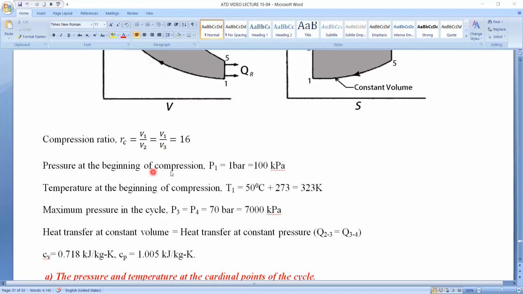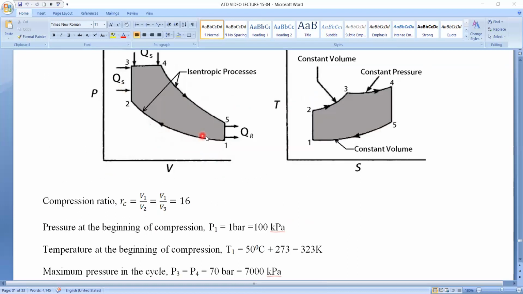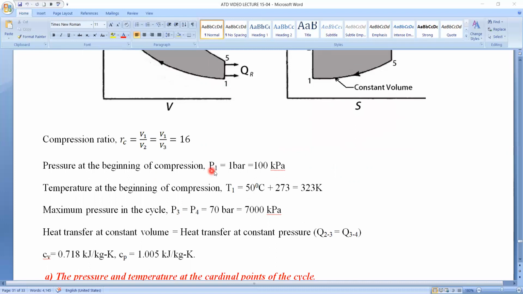Now the pressure at the beginning of compression is P1, because the 1 to 2 process is the compression process. At the beginning of compression, that is state 1, P1 equals 1 bar or 100 kilopascals. The temperature at the beginning of compression is T1, which is 50 degrees centigrade. As I told you, do take the temperature in Kelvin, so just add 273 and you will get 323 Kelvin.